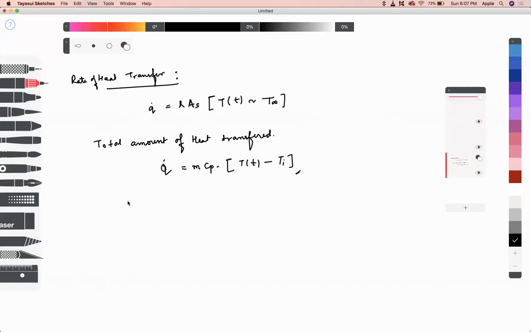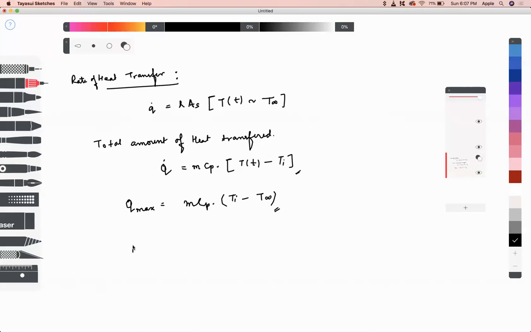All right, and what is the maximum? The maximum amount of heat will be m Cp, the same thing we can use. The maximum is when heat transfer is completely stopped. It means the body's initial temperature Ti has now become T infinity. So it is m Cp times (Ti minus T infinity). This will give you your maximum possible heat transfer.